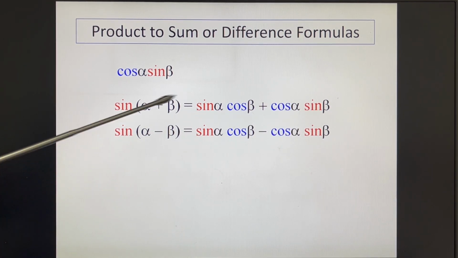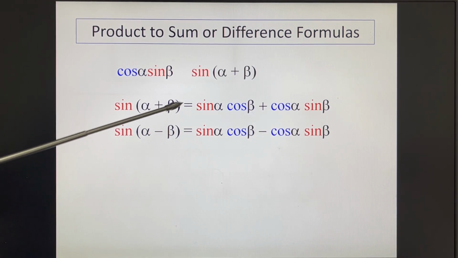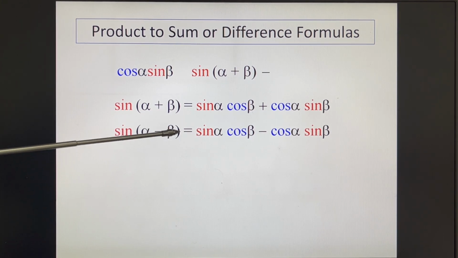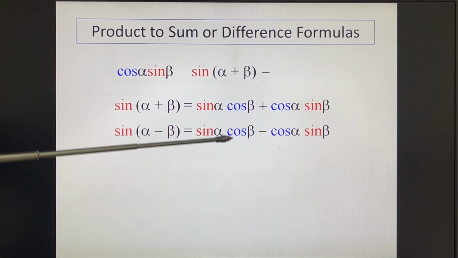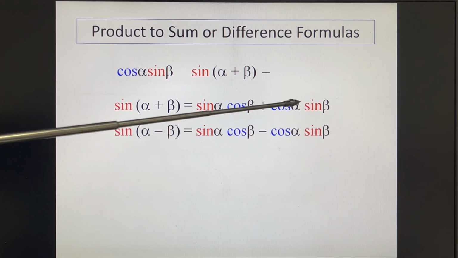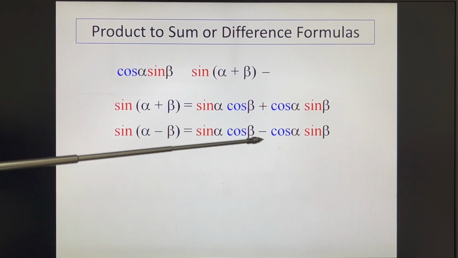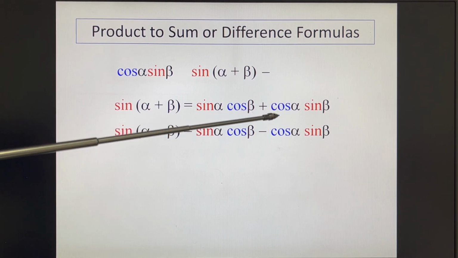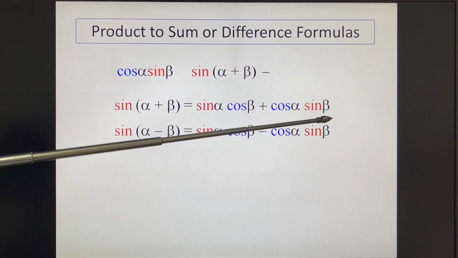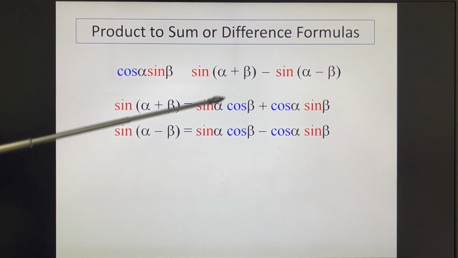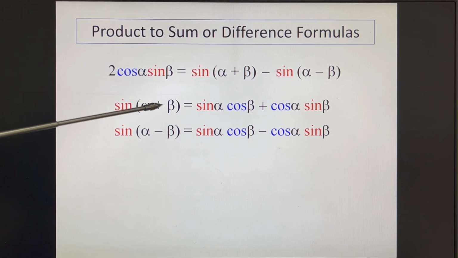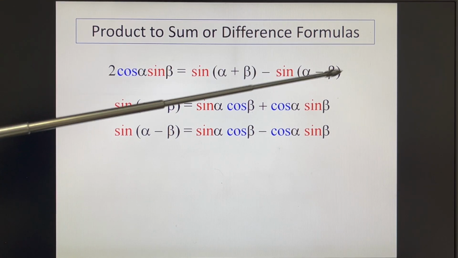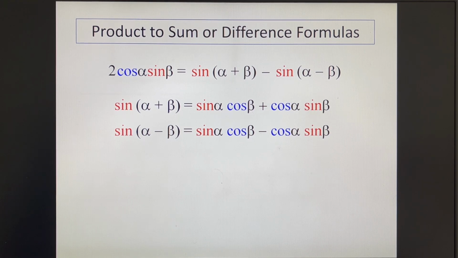This is one. So we take sine of alpha plus beta minus sine of alpha minus beta. These terms cancel out. These terms, minus minus, become positive. We get 2 cosine alpha sine beta equals sine of alpha plus beta minus sine of alpha minus beta. You see, it's less than 30 seconds.